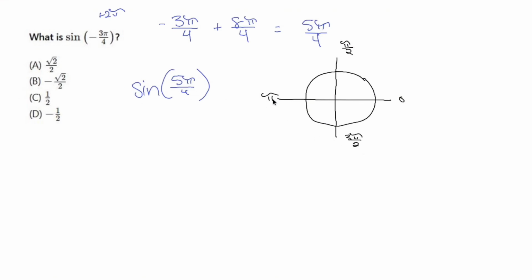5π/4 lives in between π and 3π/2, so 5π/4 is going to live in quadrant 3 somewhere. Whenever you're looking at a unit circle, every quadrant has 3 dots that you're focused on. 5π/4 is going to be an angle that stretches around here and lands on that middle dot. That is my 5π/4.